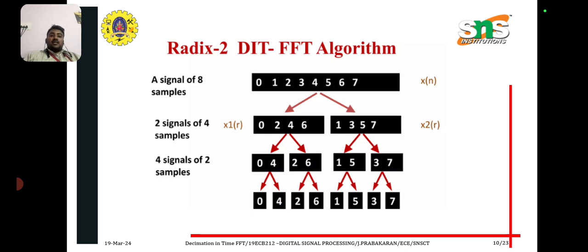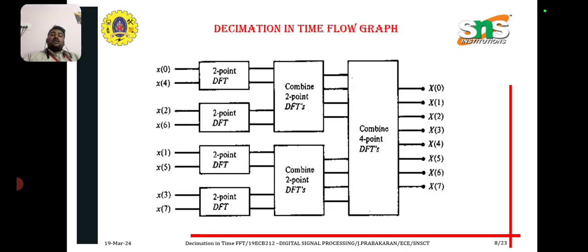You can see here 0, 2, 4, 6 is one sequence, the even part sequence. Another sequence is 1, 3, 5, 7, the odd part sequence. From this even part you have to decimate again into an even part and an odd part. Finally we get x of 0, x of 4, x of 2. Here on the input side we take the bit reversal.